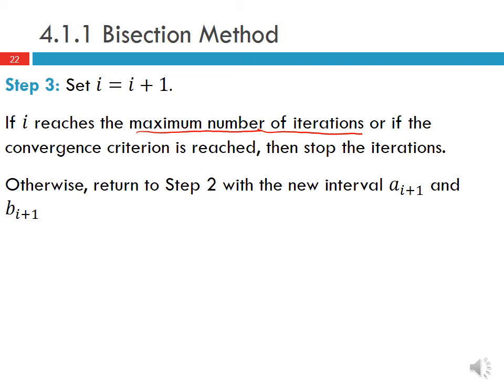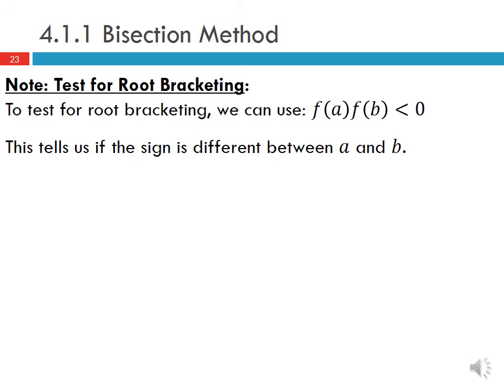So if either we didn't reach the maximum iterations or we have not reached the convergence criteria, then we go back to step 2 with our new interval and continue on. So I just want to make a note about the test for root bracketing. We can use f of a times f of b is less than 0, as I mentioned. This tells us if the sign is different between a and b.